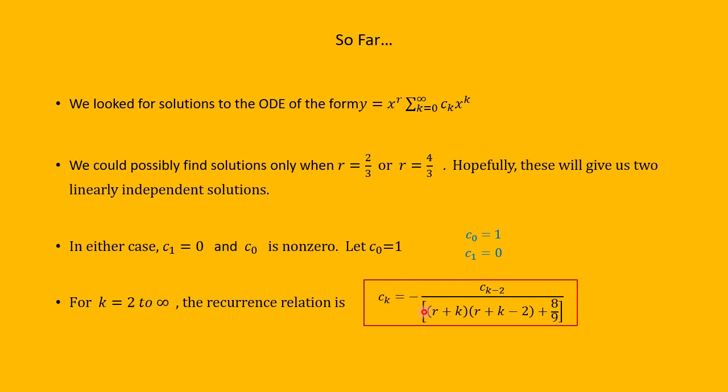This recurrence relation, notice, depends on r, which is either 2/3 or 4/3. What's probably going to happen is for r equals 2/3, we'll get one recurrence relationship here, and that will give us one solution to our differential equation. And then for r equals 4/3, this recurrence relation will give us a different infinite series, which will be our second linearly independent solution. As we know, if you have a linear homogeneous second order differential equation, there should be exactly two linearly independent solutions, and then the general solution is just a linear combination of those two. So it's beginning to look like we're in good shape.